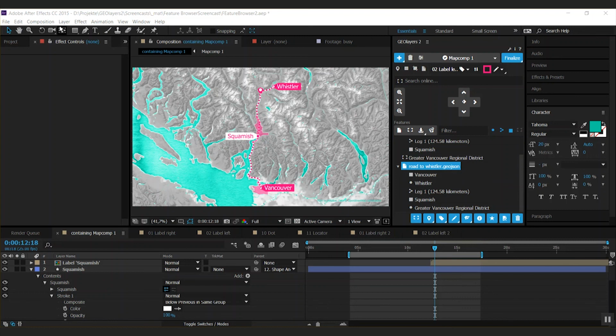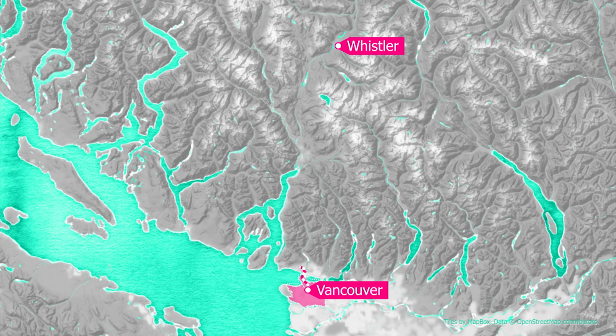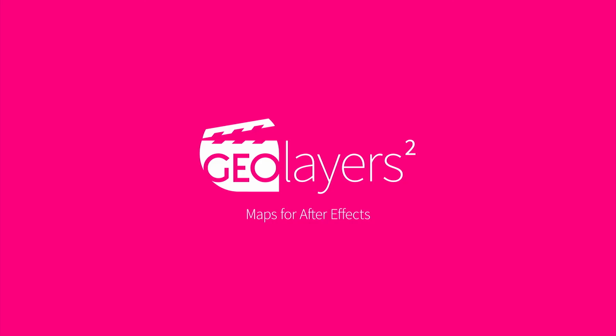That's it. Now you learned a lot about features, how to draw them, label them, add them to your browser, calculate routes, add them to your favorites, export GeoJSONs, and a lot more that you can do with features in GeoLayers too.